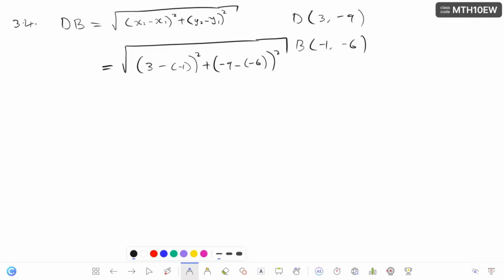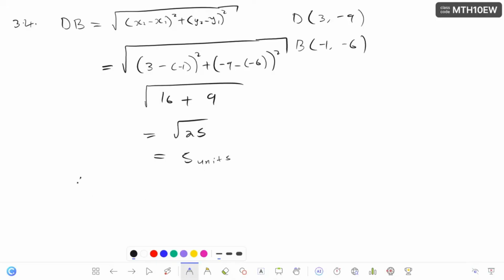So using our calculator, we find this one to be 16, plus this one, negative 9 squared, we get it to be 9. Adding these gives us 25. So the square root of 25 is 5 units.